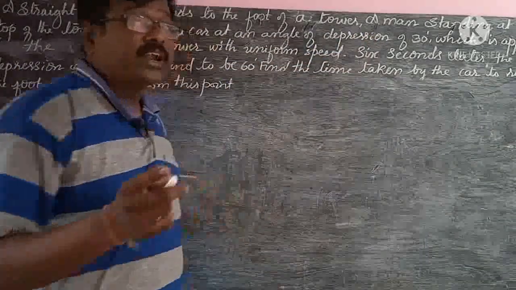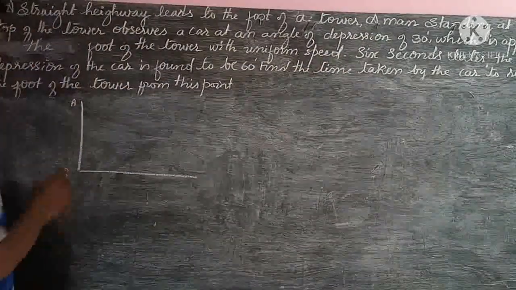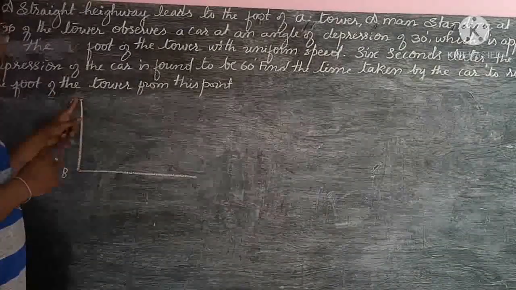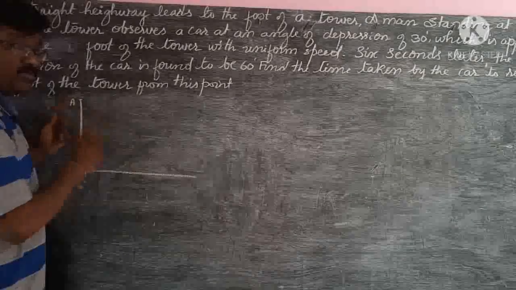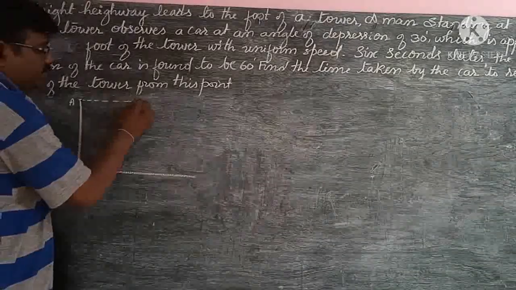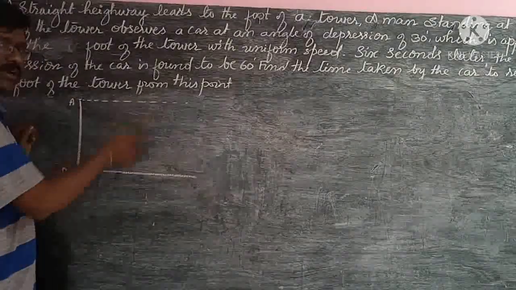The next one is: a man is standing on the top of the tower. If the man is standing on the top of the tower, and he is looking in front of him, his line of sight looks like this, and it is parallel to the ground level.